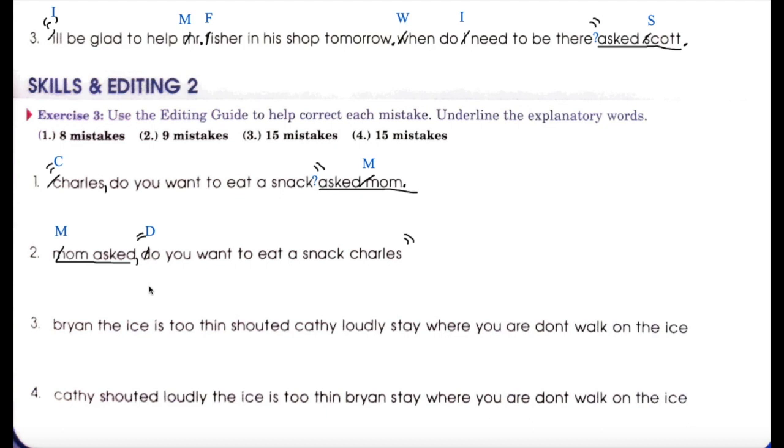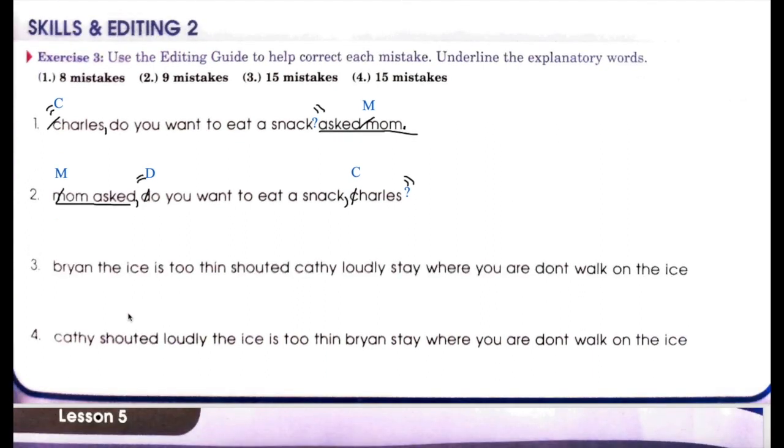Do you want to eat a snack? Charles, we're directly addressing Charles. We need a comma before the name Charles since we're directly addressing him. And we need to capitalize the proper noun, Charles. She's asking a question, so we need a question mark as our end punctuation. Let's see if we have everything. 1, 2, 3, 4, 5, 6, 7, 8, 9. We have everything. Number 3.